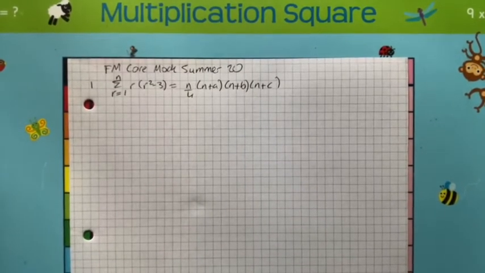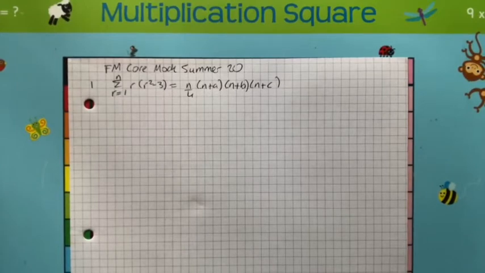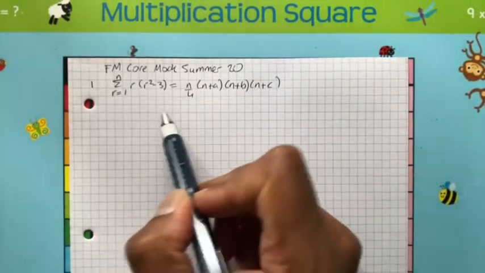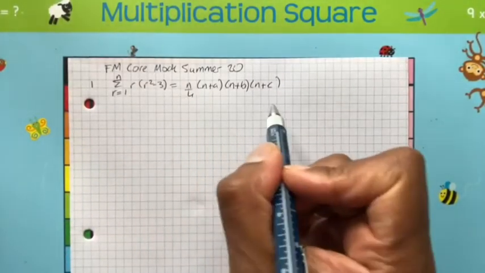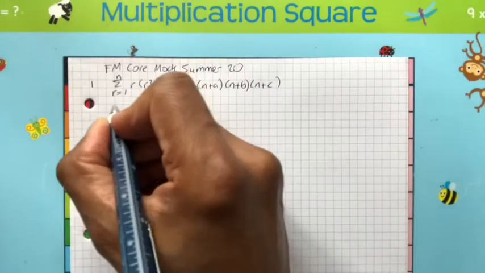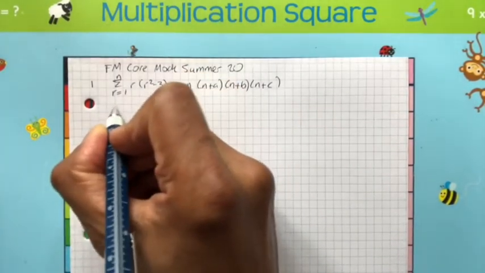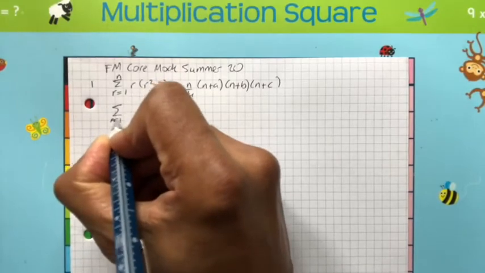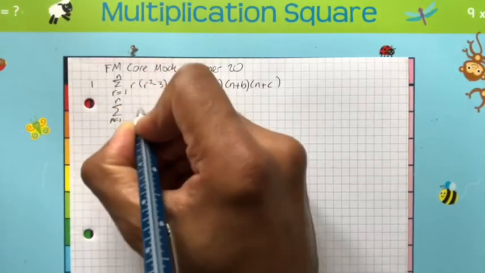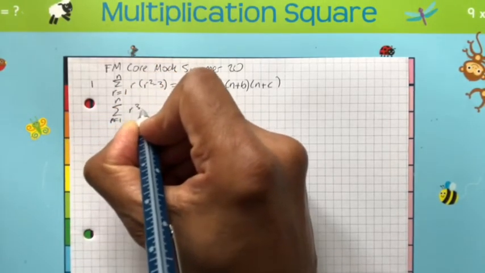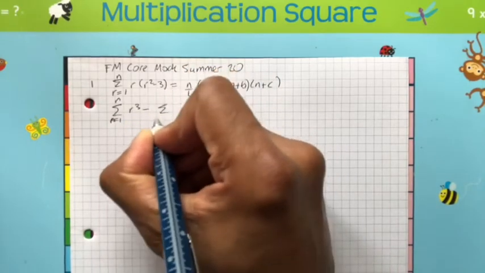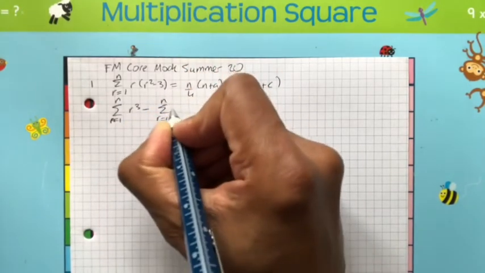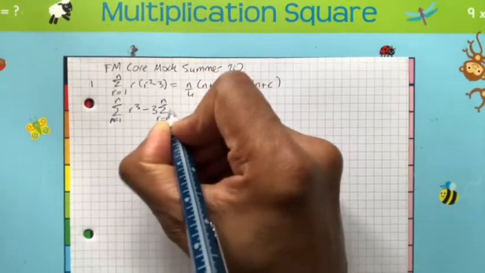Right, so further maths core mock summer 20 solutions. Question 1. Show the sum of that is equal to that. So we're going to start by multiplying out our brackets. That will give us the sum from r equals 1 to n of r cubed minus the sum from r equals 1 to n, and I'll put the 3 there, of r.